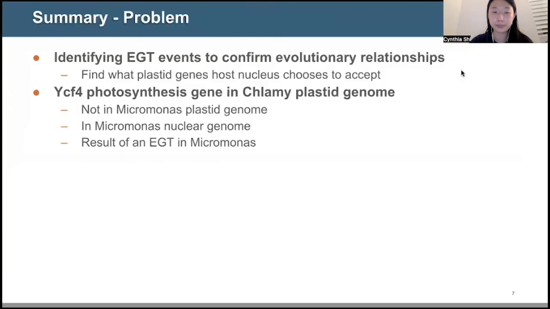So to wrap up, today we used PhycoCosm to do a case study where we identified an endosymbiotic gene transfer event. This information can be used to help confirm evolutionary relationships and gain insight on how the nuclear genome decides what pieces of plastid DNA to accept. So we identified a problem where the YCF4 photosynthesis gene in the Chlamydomonas plastid genome was not found in the Micromonas plastid genome. And then we hypothesized that this gene is now in the Micromonas nuclear genome as a result of an EGT event. And we confirmed this by using PhycoCosm's tools.